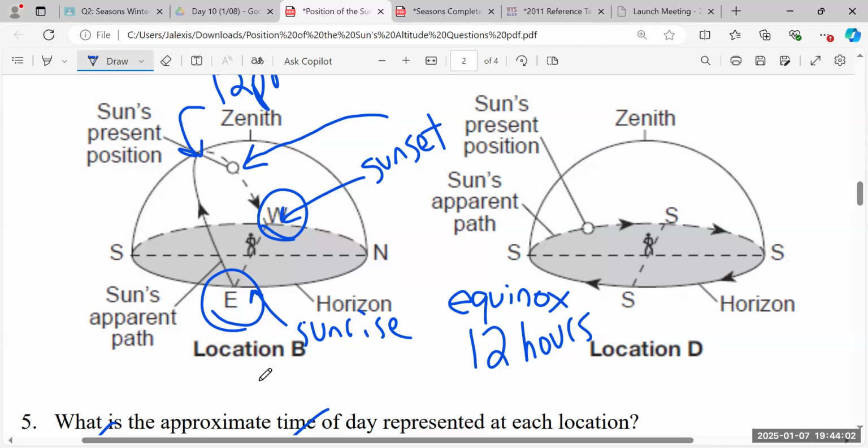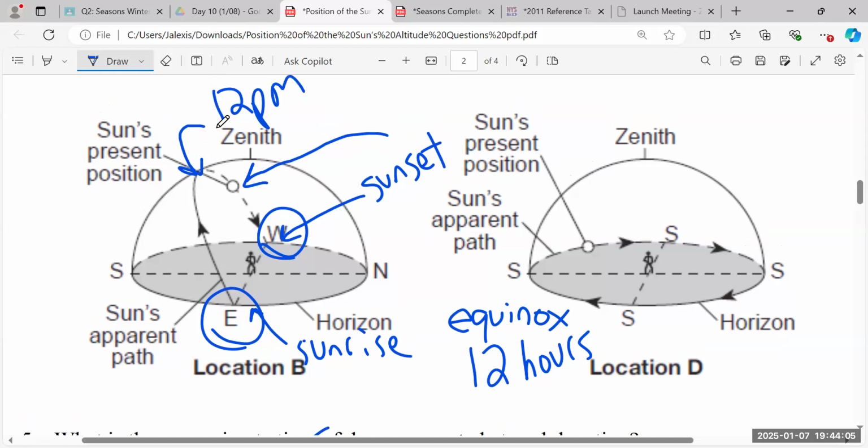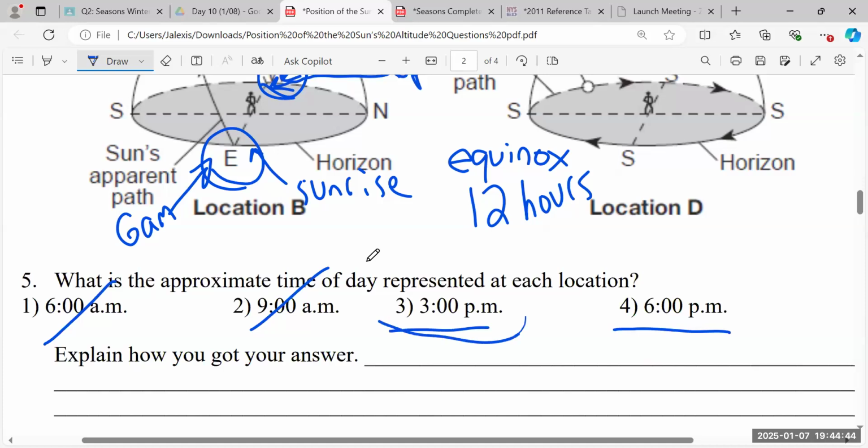So if this location is 12 p.m. and it represents half the cycle, then my starting point right here should be 6 a.m. And if the sun is up from 6 a.m. to 6 p.m., that means at sunset, when the sun is right here, this should also be 6 p.m. But is the sun at sunset? No, it's not. So it will not be 6 p.m. It has to be a time that is later than 12, but less than 6 p.m. And that's why the correct answer is 3 p.m.